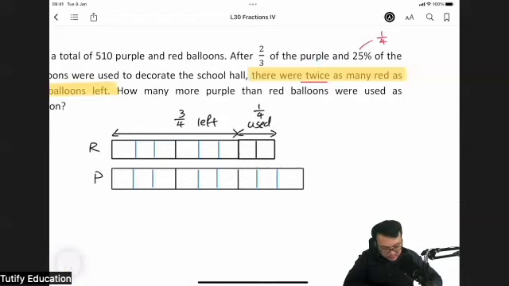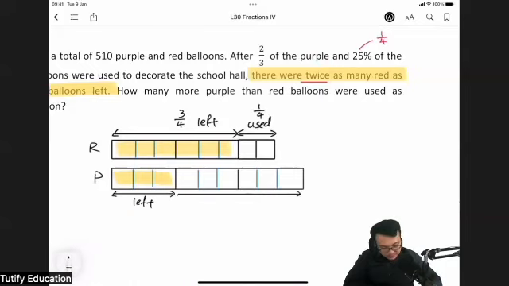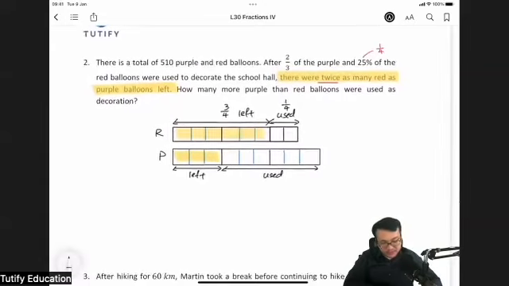So Azim, do you agree that right now there are 3 units of purple balloons left, correct? 3 units left, and there are 6 units left. So do you still agree that there's twice as many red balloons left? Yes, because the red balloons, you have 6 units left. The purple balloons, you have 3 units left. You can say that it's twice, right? So I'm actually following what the question wants me to do. Twice as many red as purple balloons.